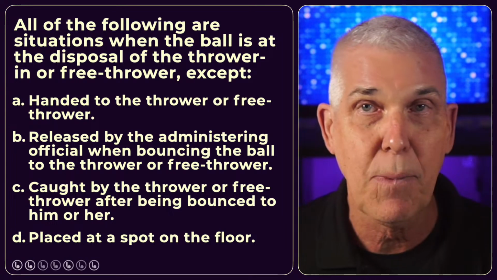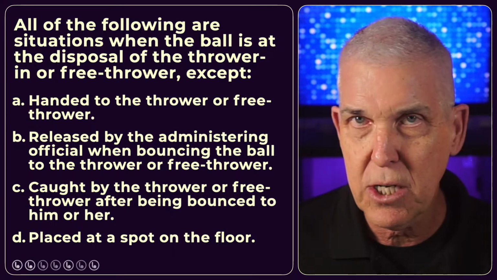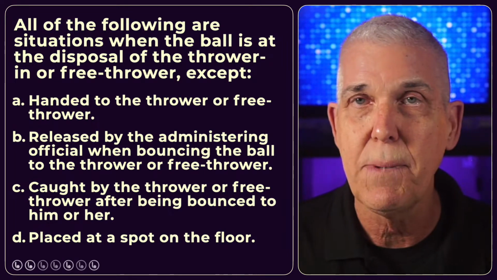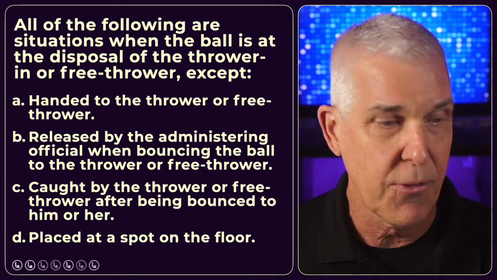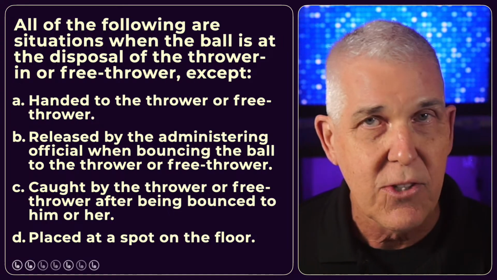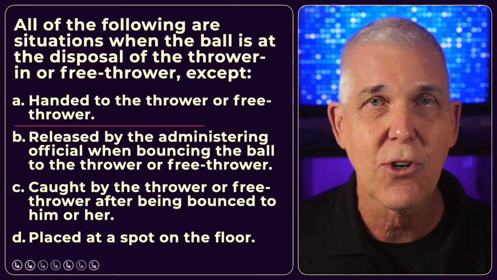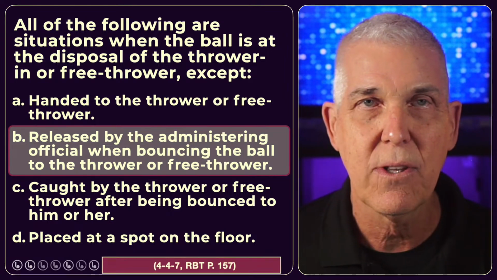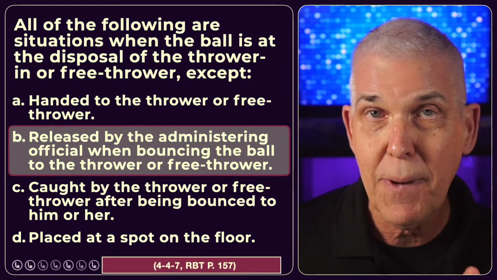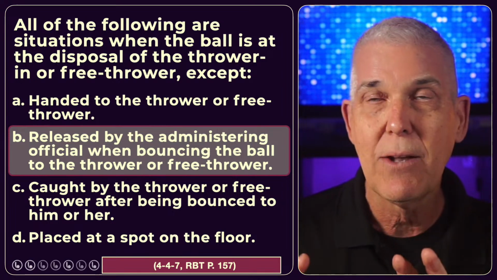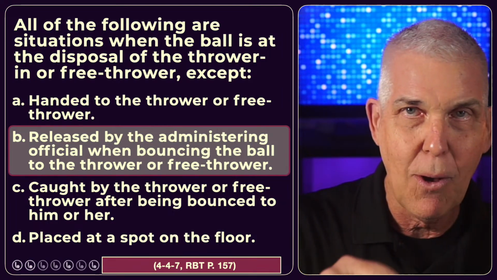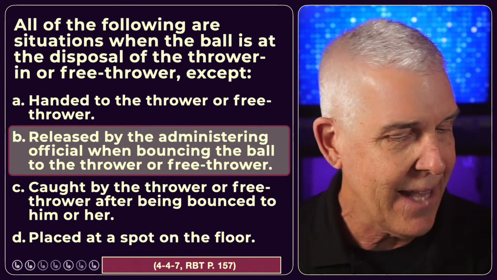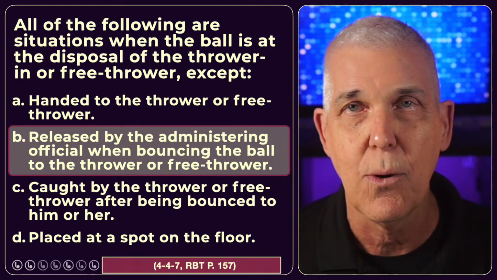Or D, placed at a spot on the floor using a resumption of play procedure. That ball is considered by rule to be at the disposal of the thrower or the free thrower. So in this situation, our correct answer is B. It is not yet at the disposal of the thrower when it is released by the administering official when bouncing the ball. While that ball bounces and is in flight, it is not yet at the disposal of our thrower.